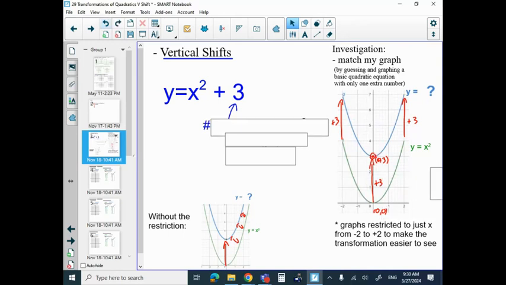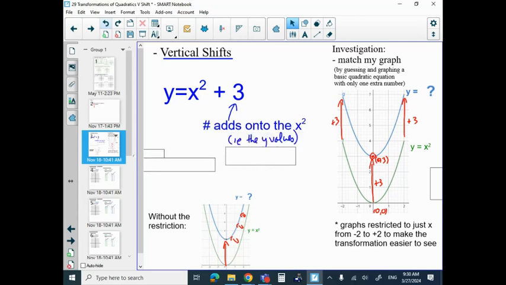All right, so that number we're adding on to the x squared, which is really, like I said a second ago, what the y value is, right? Y is x squared. So when we're adding 3 to all of them, we're adding 3 to all the y values. We're adding 3 to all the heights. So it does exactly what we wanted.